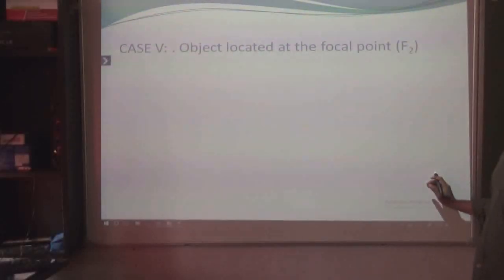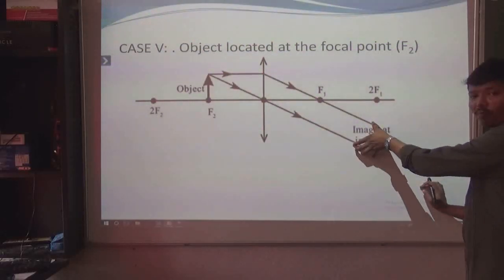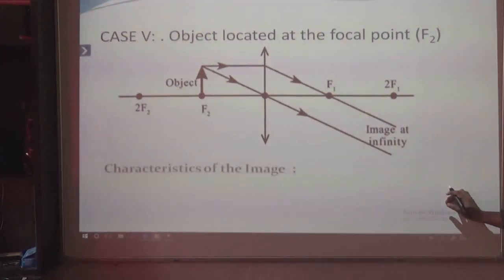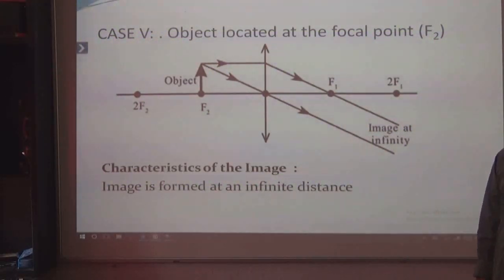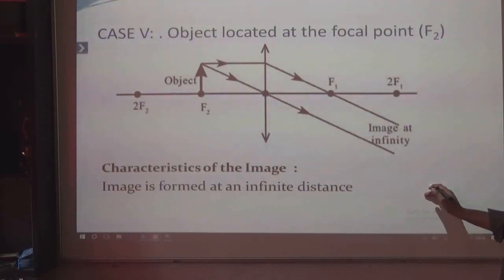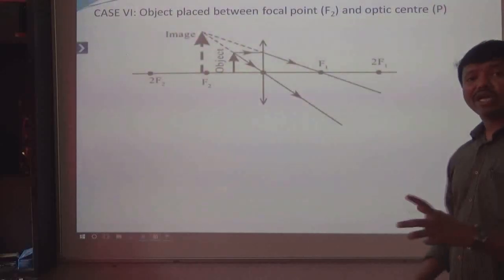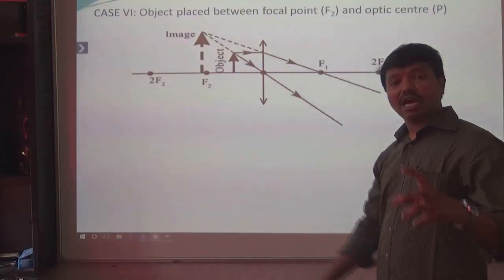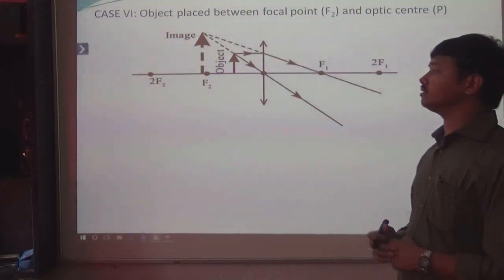And this is the fifth case, the object located at focus. The image is formed at infinity, highly magnified, also real and inverted. The image is formed at infinity distance. Okay, now the object is situated between focus and optic center. This is the case of a simple microscope and also a magnifying lens.